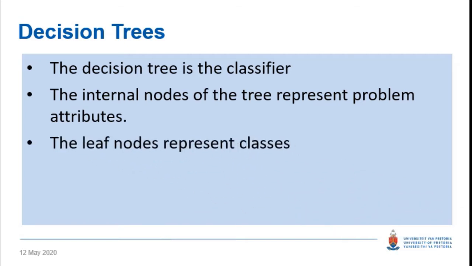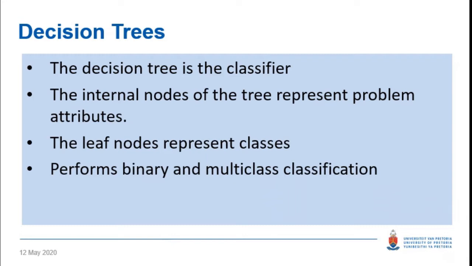The leaf nodes represent the actual classes, and you can use decision trees to perform binary classification or multi-class classification. If you're performing binary classification, then the classes represent 0 and 1, where 0 means that the instance doesn't belong to the class, and 1 indicates that the instance does belong to the class.